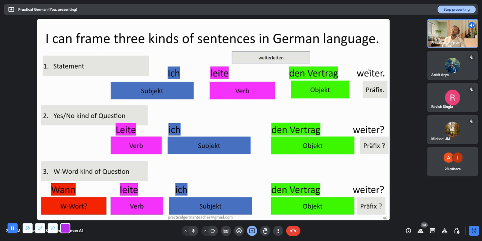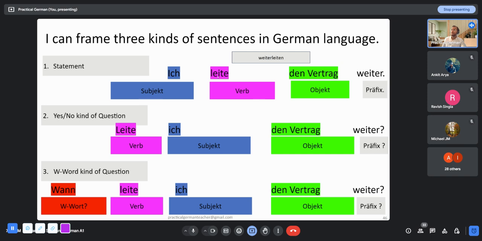So weiterleiten means to forward. I forward the email. Did I mean, am I forwarding the email or do I forward the email? Leite ich den Vertrag weiter? Wann leite ich den Vertrag weiter? When do I forward the email? When am I forwarding the email? How do I forward the, not email, sorry, Vertrag, the contract. Any questions so far? Okay, so now you understand, when you use a verb in a sentence and it is separable, all you have to do is place the prefix at the last position.